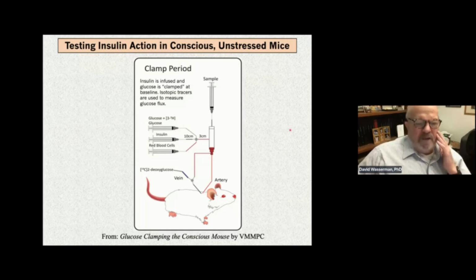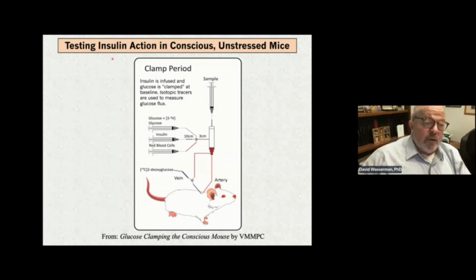Now, I want to spend a few minutes on a method because this is going to be the centerpiece of much of the data I'll be presenting. So in order to test insulin action in mice, we used the hyperinsulinemic euglycemic clamp. This is an example of the clamp method. 1 week before an experiment, through a ventral incision, we catheterize a carotid artery and a jugular vein. The free ends of the catheters are tunneled to the nape of the neck where they're attached to extensions.